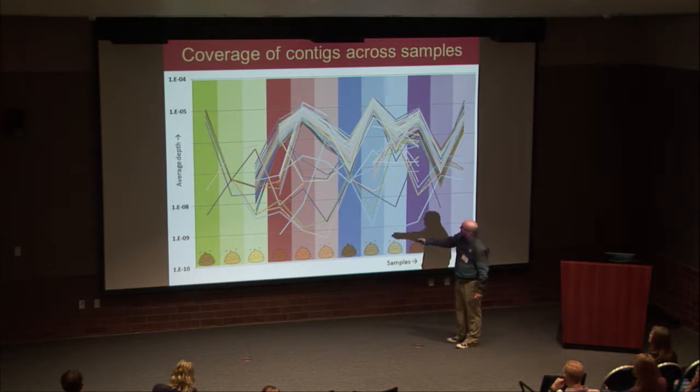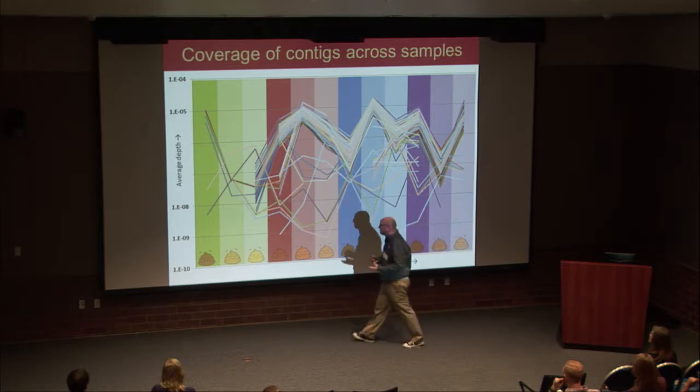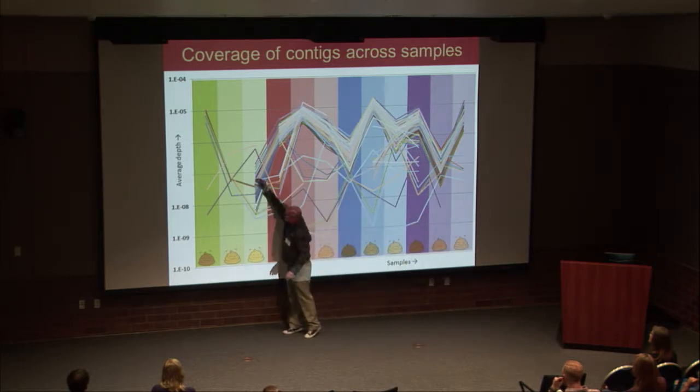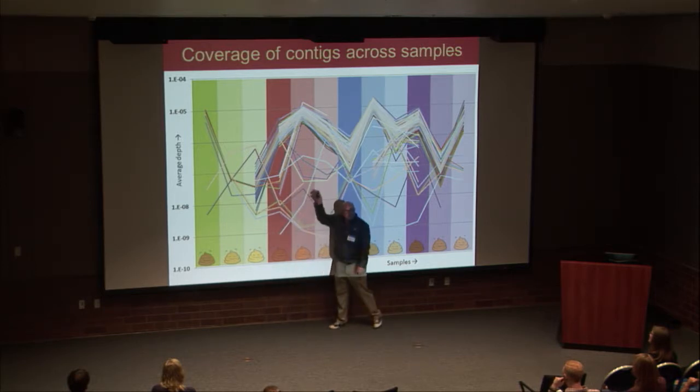So you can see there's this big group of contigs here, where they have this abundance, it goes up, they have this abundance, it goes up, they have this, it goes down. So in all the samples, the relative ratio of this group of contigs is changing at the same rate.